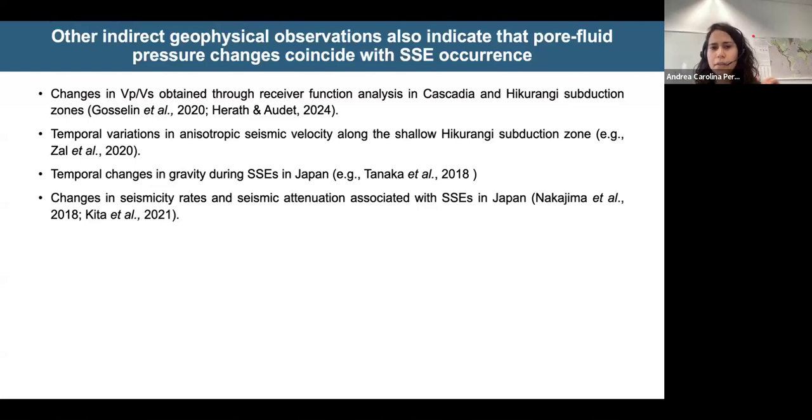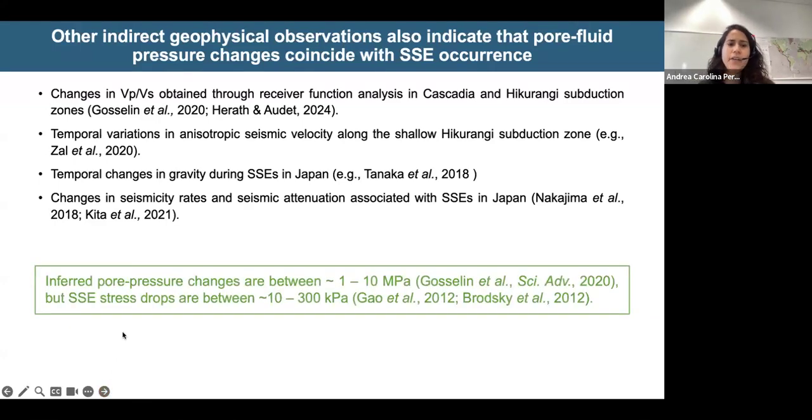that fill microcracks and that affect the anisotropic seismic velocity. There's also temporal changes during SSEs in Japan and changes in seismicity rates and also seismic attenuation associated with SSEs in Japan, all of which have been interpreted as changes in pore fluid pressure at this location of slow slip events.